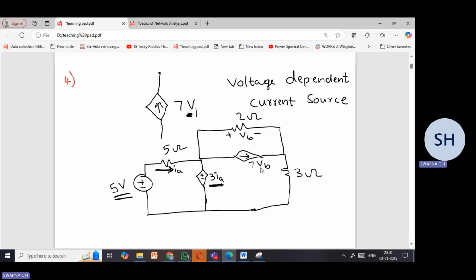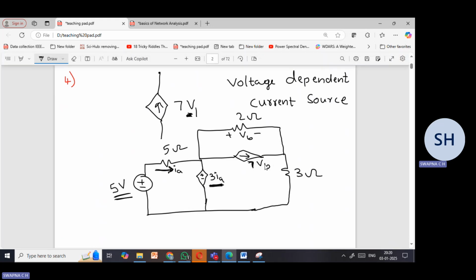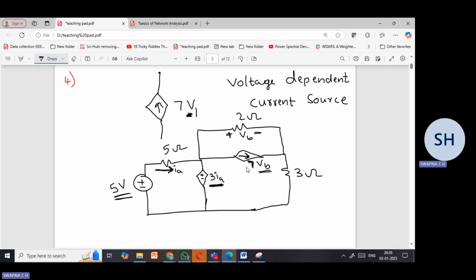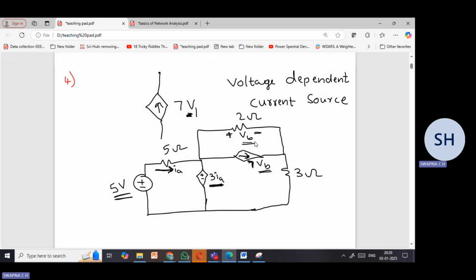And next, if you observe here, even this is a dependent source. You have it as 7 VB. 7 is anyway a fixed value, VB. So the value here is not fixed. It is depending on VB, which is nothing but the voltage across the 2 ohm resistor. So 7 VB. From the symbol, it is very clear that it is a current source. But on what is it depending? It is depending on a voltage value in the same circuit. So this is called a voltage dependent current source.